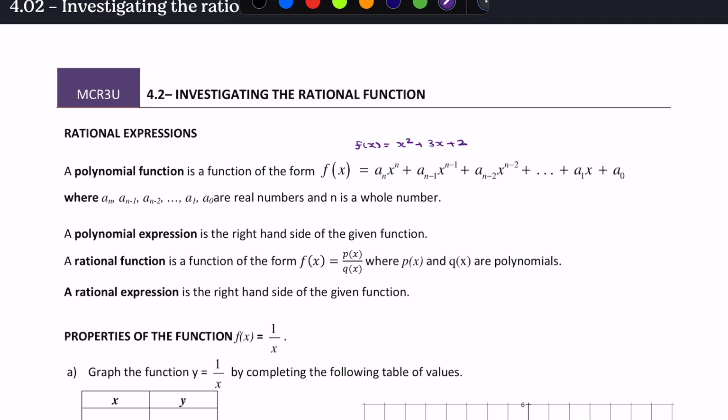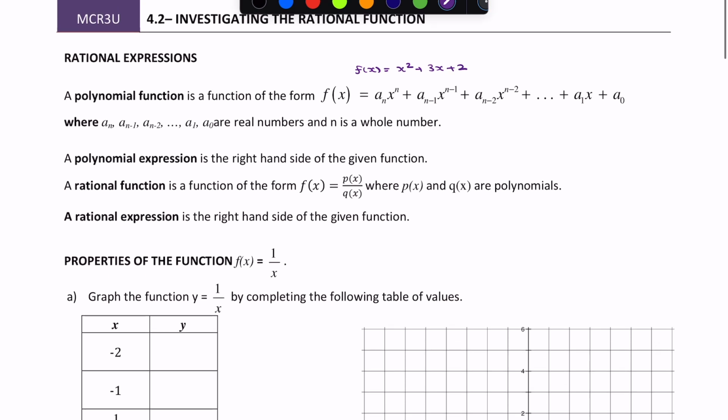Here a_n, a_(n-1), a_(n-2), all the way to a_1 and a_0 are real numbers, and n is a whole number. So there are plenty of examples of polynomial functions; f(x) = x² + 3x + 2 is just one example. If we're simply looking at a polynomial expression, that is the right-hand side of a given function. So here, the expression would be x² + 3x + 2.